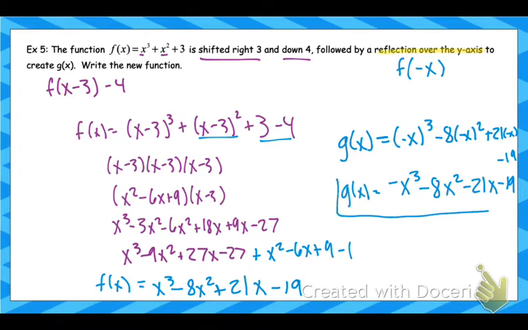So again, this one's a little bit harder, just transformation-wise, because it's not a cubic parent function. But again, let's just be familiar with what those transformations do. All right, so that is it for today. We'll get some more practice on this before your test.